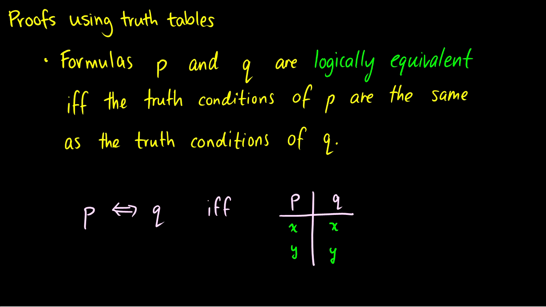Now that we've taken a look at truth tables, we can now do some proofs using truth tables. And what do I mean by proofs?